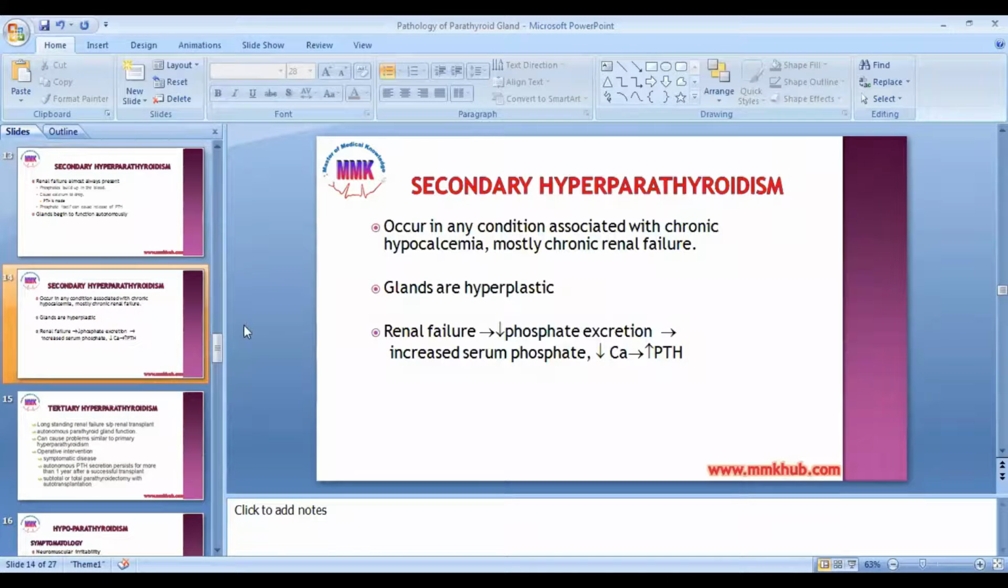Secondary hyperparathyroidism occurs in any condition associated with chronic hypocalcemia, mostly the chronic renal failure. Glands are hyperplastic, and renal failure leads to decrease in the phosphate excretion and increase in the serum phosphate level, which causes the increased parathyroid hormone levels.